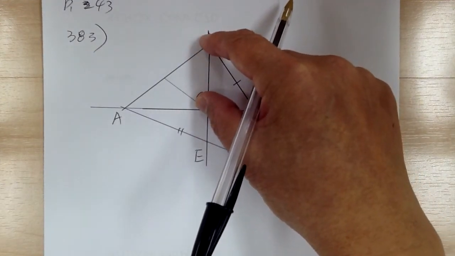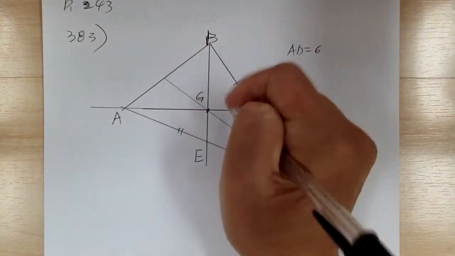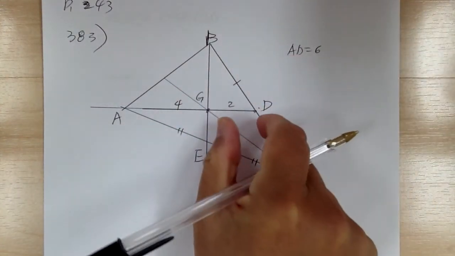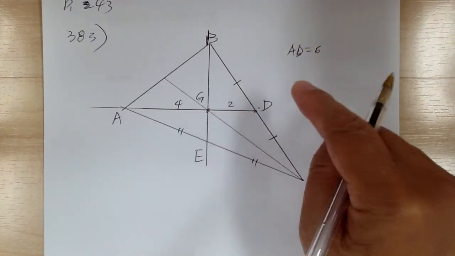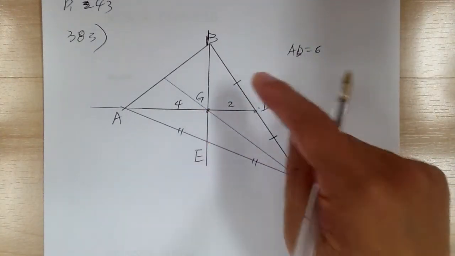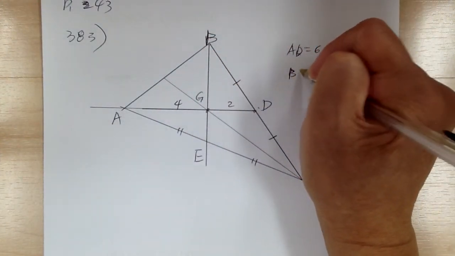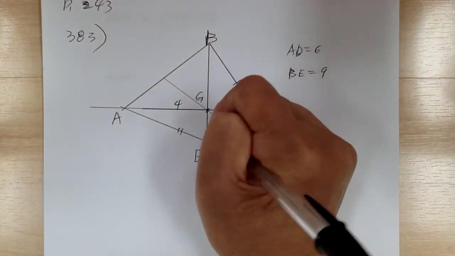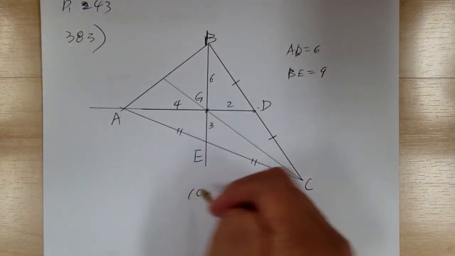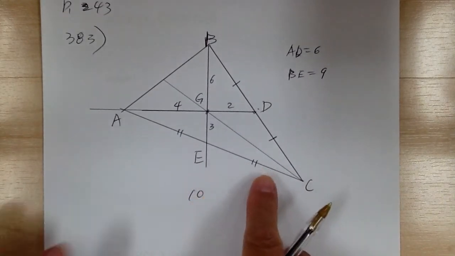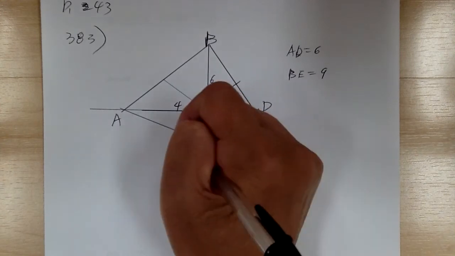So if AD equals 6, then this would be 2 and 4, because the ratio is 1 to 2. Again, that's the median. And BE equals 9, so they divide into 3 and 6. And AC equals 10. If this is 10 and this is the midpoint, this would be 5 and 5.